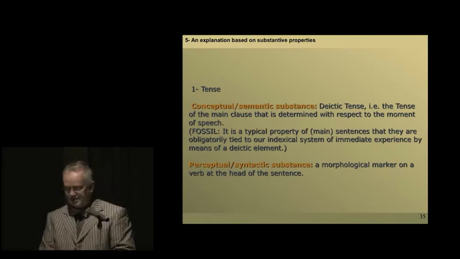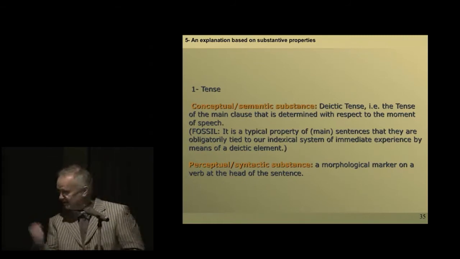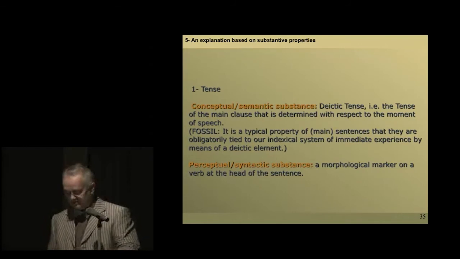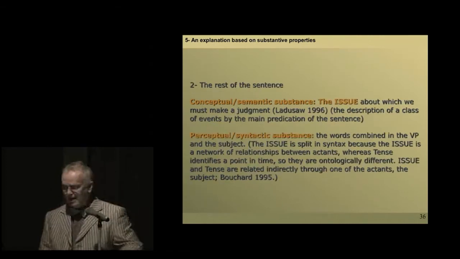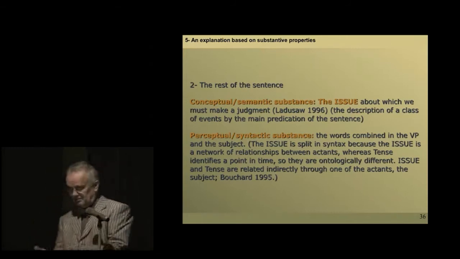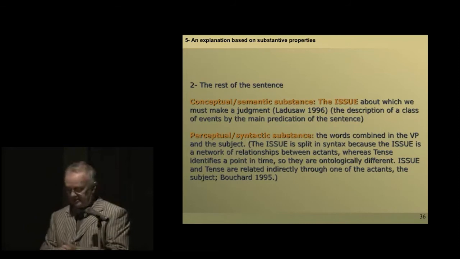So the conceptual semantic substance of tense is really this deicticity of the main tense of the sentence. What about the perceptual syntactic substance? What's its form? Okay. Well, typically in English, it's a morphological marker on a verb at the head of the sentence. Okay. That's why people put tense at the head of the sentence, typically. What about the rest of the sentence? What is its meaning, at least relevant to what we're discussing here?